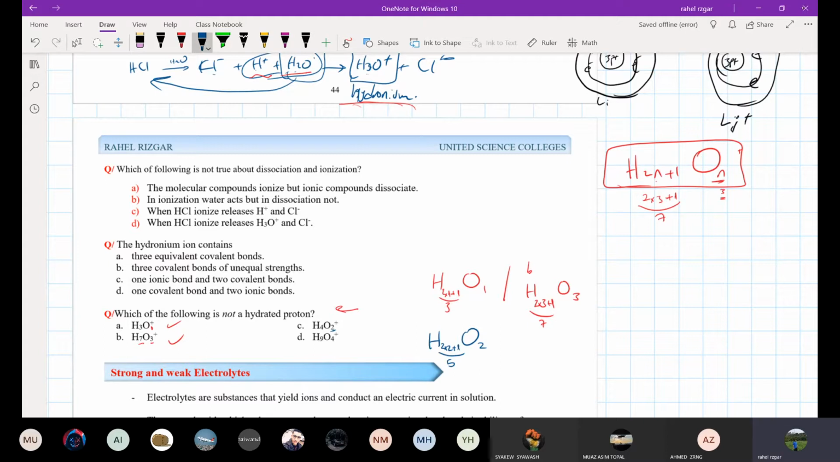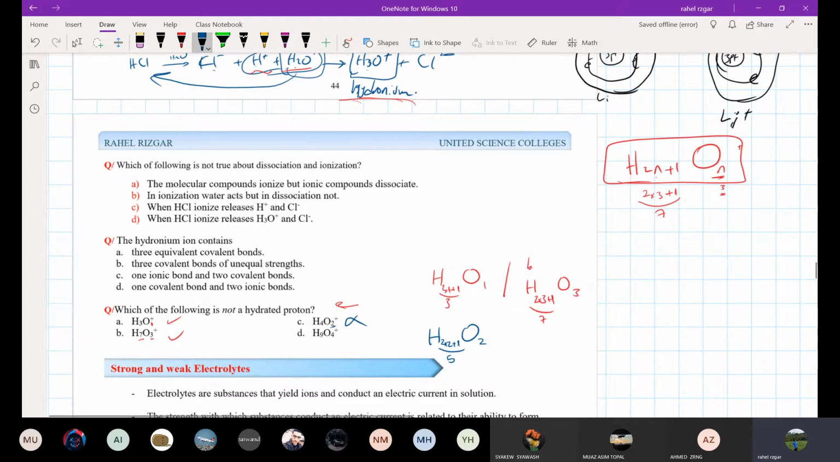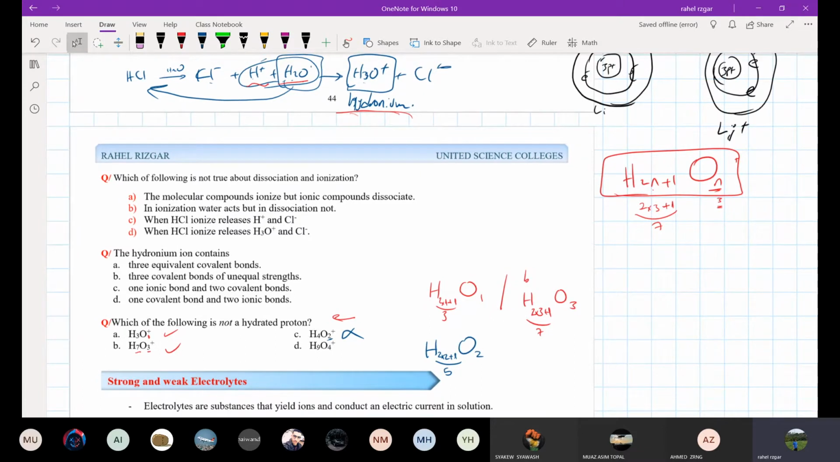So C is not correct. Why? Because the hydrogen number must follow this formula. What would be the number of the oxygen? It's 2. Again, like this: hydrogen, oxygen. We can see the oxygen is 2. Then what would be the number of the hydrogen? It must be just like the rule, 2 times 2 plus 1, and it must be 5. But it's written 4, so this is not true. That's why the answer is C.